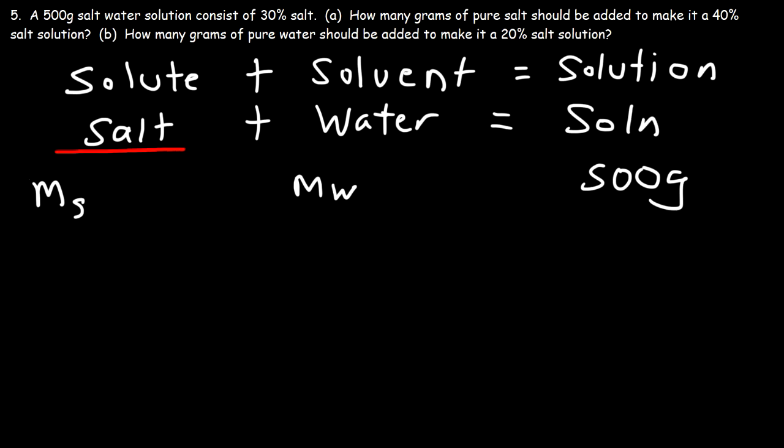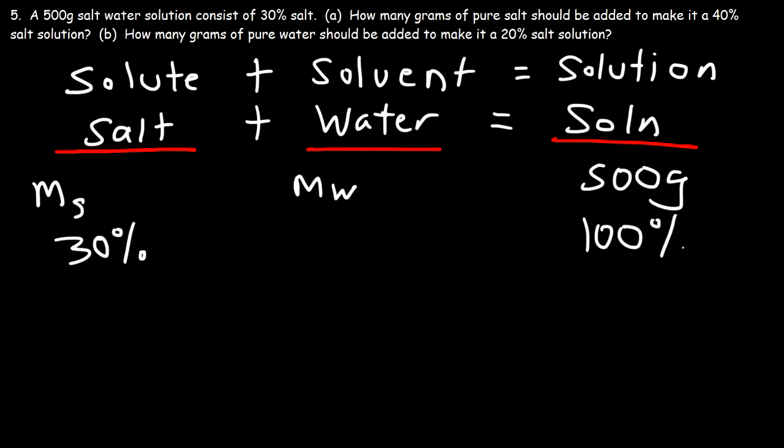Now, what else do we know about this problem? We do know the percentages. The solution is 30% salt. Now, the entire solution equates to 100% of the value because the solution represents everything. But the portion of the solution that is salt is 30%, which means the other 70% consists of water, and 30 plus 70 is 100. So in order to calculate the mass of the salt in a solution, we need to find out what 30% of 500 is.